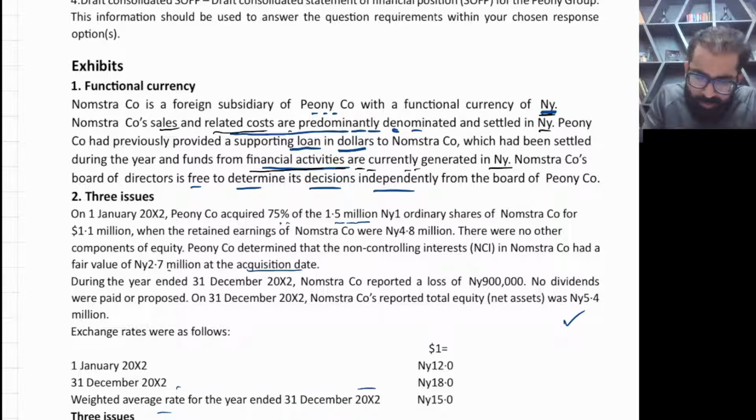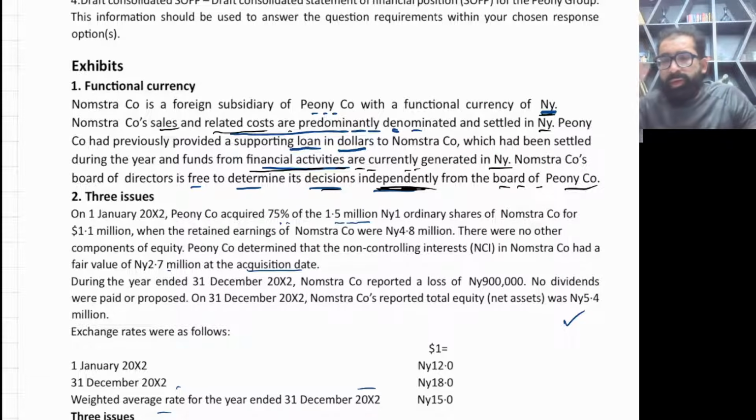Now, Nomstra Company's board of directors is free to determine its decisions independently from the board of Peony Company. This is a very important point. They have autonomy. The subsidiary company's board has autonomy to make its decisions. So once again, this point is also in favor of NY. After reading this, my conclusion is that the functional currency of Nomstra Company is NY.